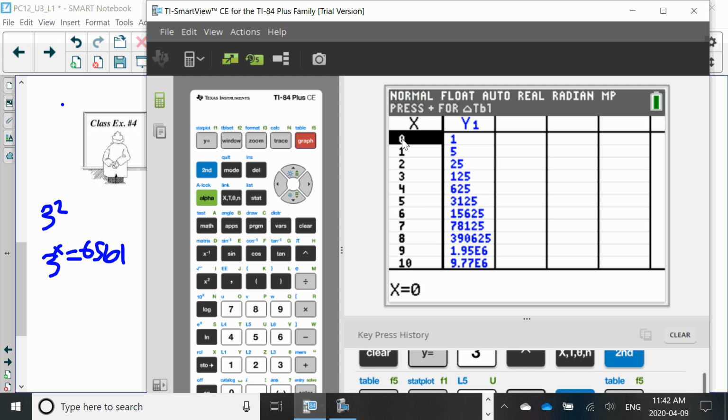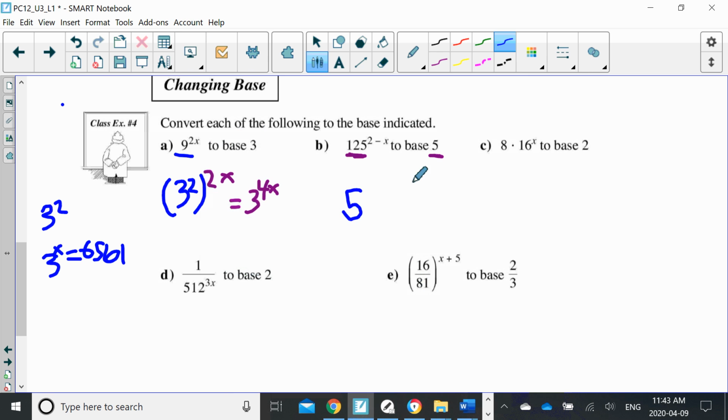Anything to the power of 0 is 1. 5 to the power of 1 is 5. 5 to the power of 2 is 25. 5 to the power of 3 is 125. So there's my answer, 5 to the power of 3. So I rewrote 125 with base 5. And then all I simply do is put that in a bracket and write what the exponent is. So my exponent was 2 minus x.